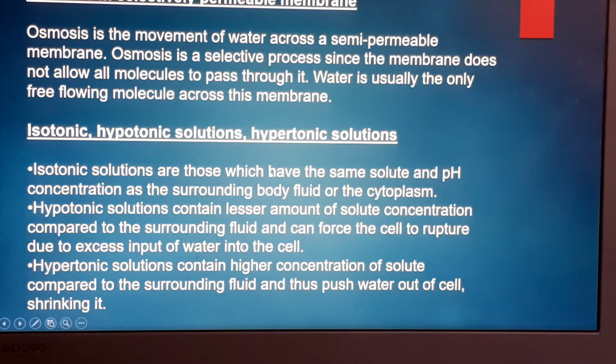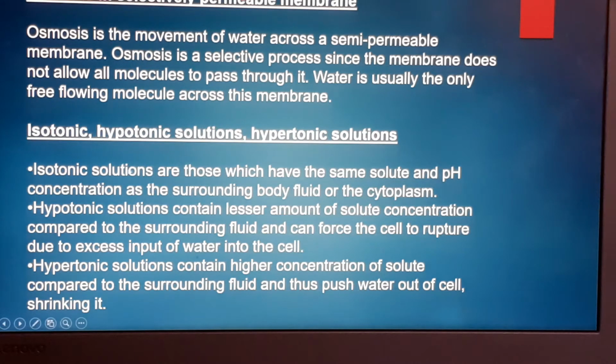Isotonic means what? We know that inside the cell we have the cytoplasm, the liquid, the jelly-like substance present there. Then outside the cell, the surrounding body also has water. In our body we have 70% water only. So outside the cell also water is present, a fluid-like substance.